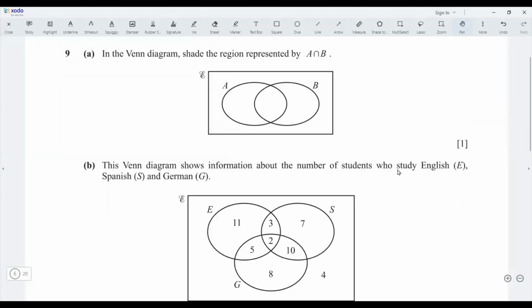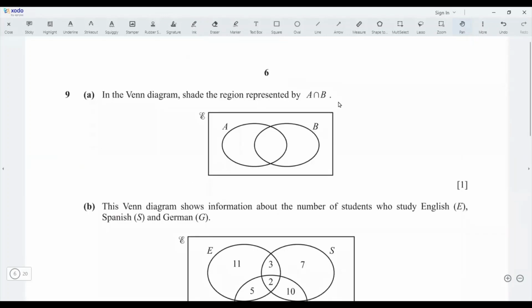This is basically a Venn diagram. We have to shade A intersection B. Intersection B means the common region. The common region of A and B is this thing, so we have to shade it. We will get 1 mark. So going to the next type of question.